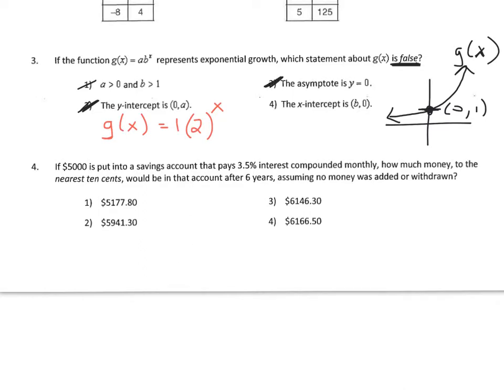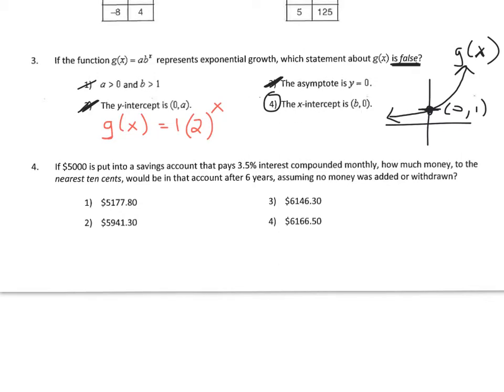So choice 4 has to be our answer, but let's just make sure. It says the x-intercept is b, 0. Well, this graph right here is not going to have an x-intercept because it's never going to touch the x-axis. It'll come closer and closer to it, but it will never reach it. So this is the false statement.